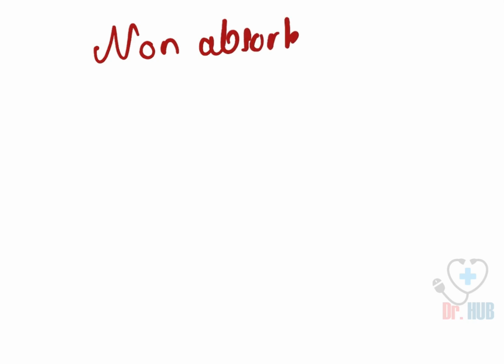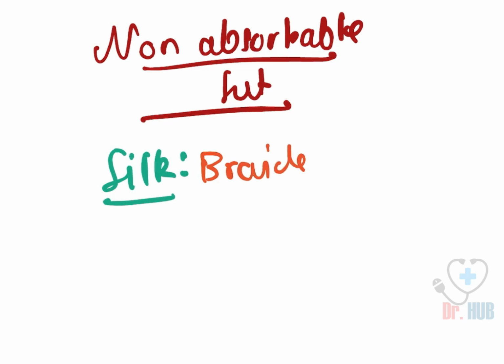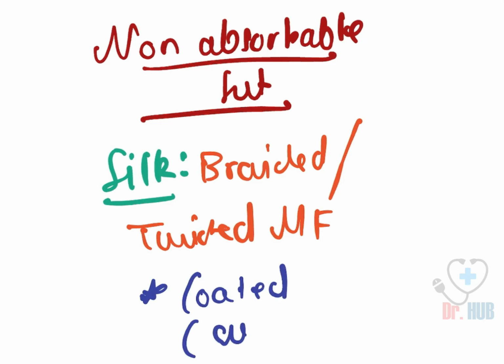Next, we move on to the non-absorbable sutures. The non-absorbable sutures include silk. Silk is a braided or twisted multifilament and it can be coated as well, coated with wax or silicone.